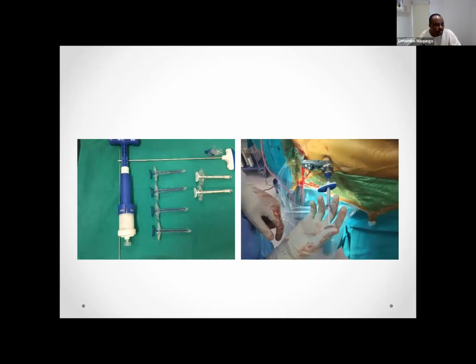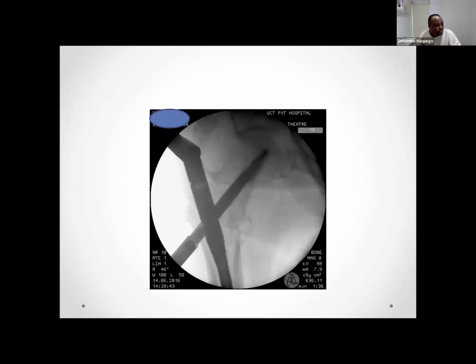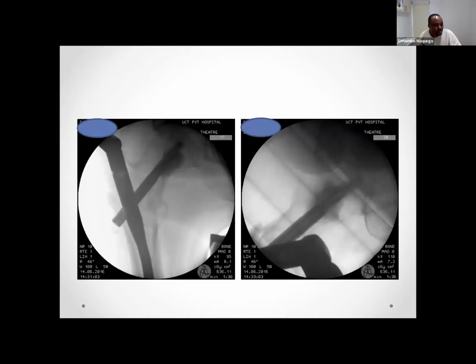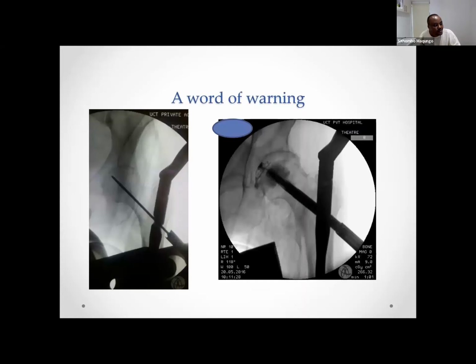And if it does, then you mix your cement, and through the blade, you can then inject, and that's the cement going into the head. Okay, it looks like that when it's done. So it increases your pull-out strength, and thus improves your construct.